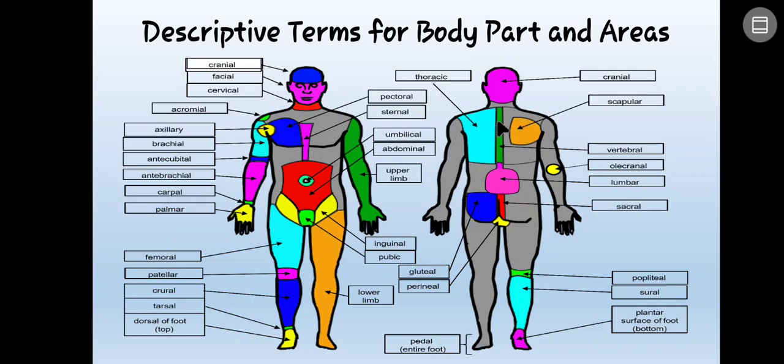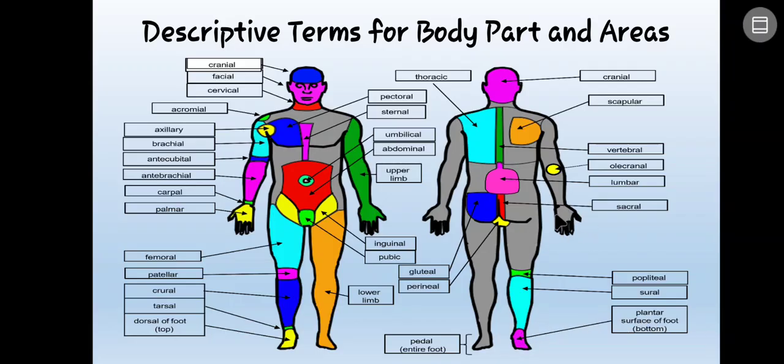This region is thoracic. This region is the sural region. Sural region. And here is the popliteal region. And then in front is the patellar region. Okay, and this is the plantar region.